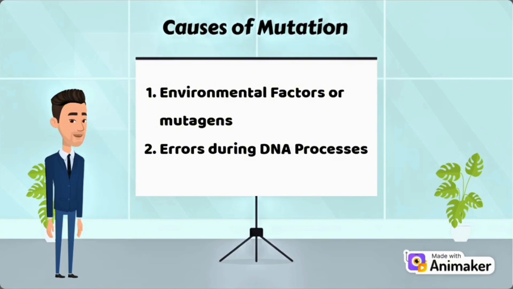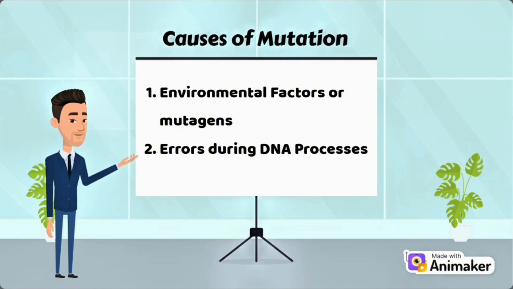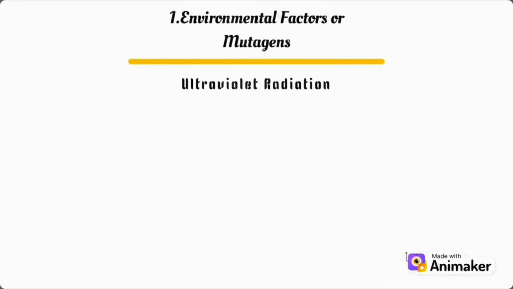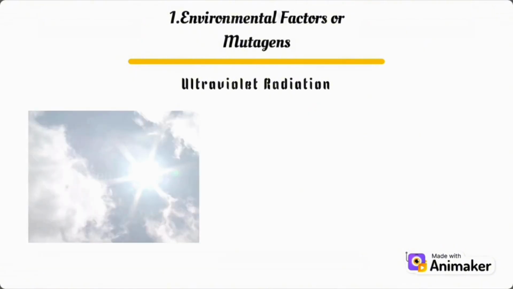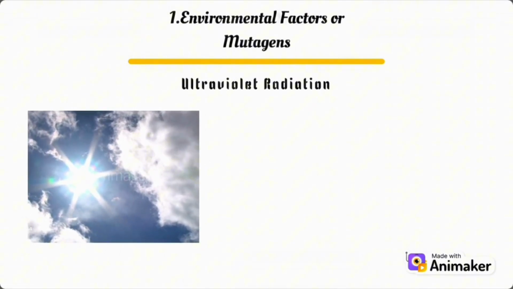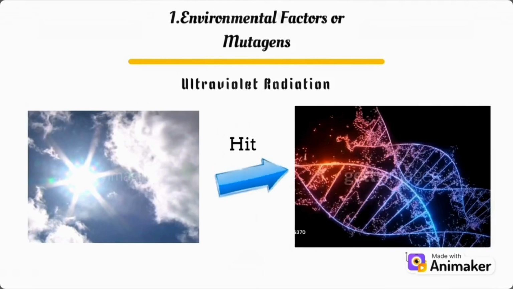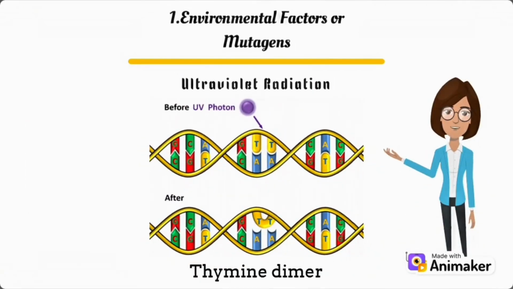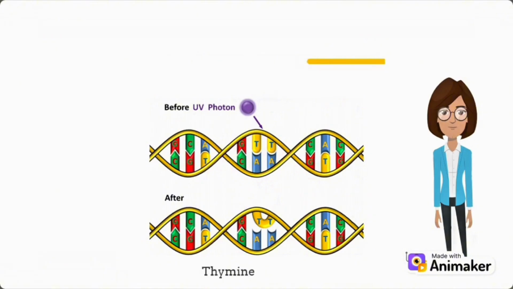First one is environmental factors or mutagens. The second one is errors during DNA processes. In the genetic code, environmental factors or mutagens, one example is ultraviolet radiation from the sun. When DNA strands are hit by UV rays, they can form thymine dimers, causing disruptions in the genetic code.